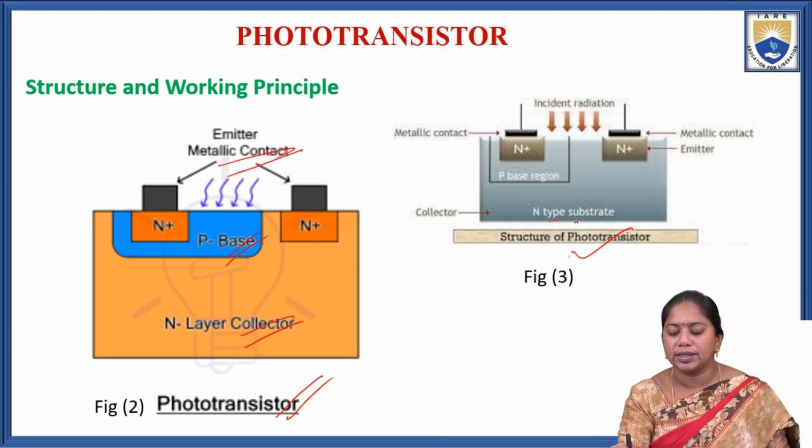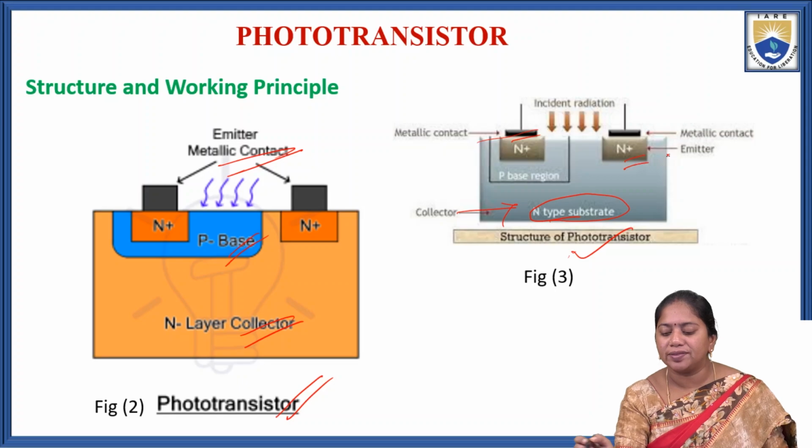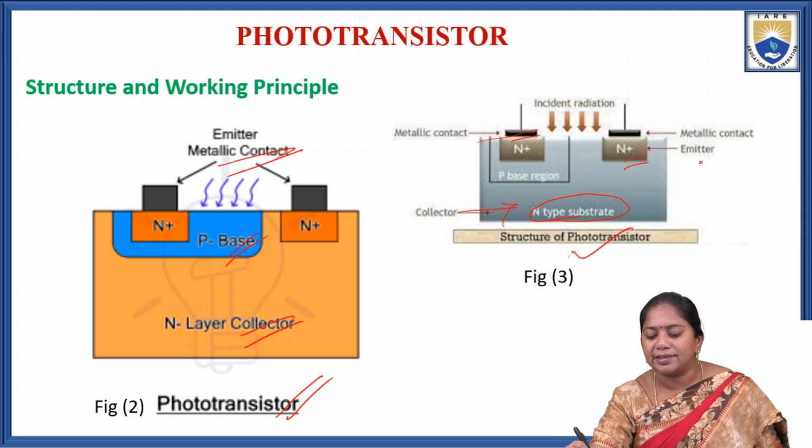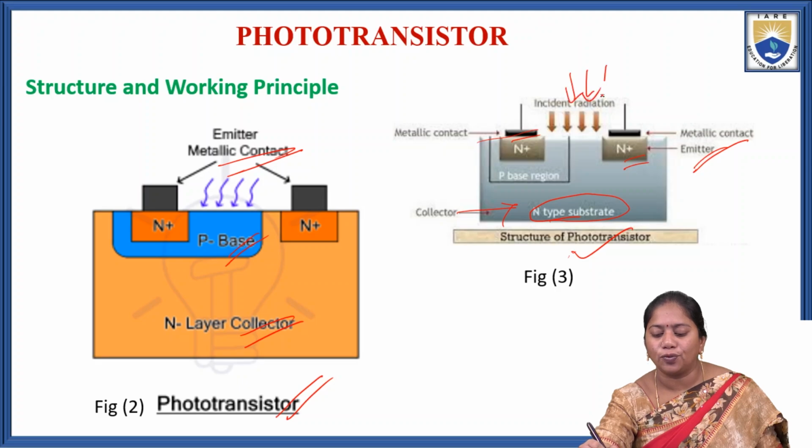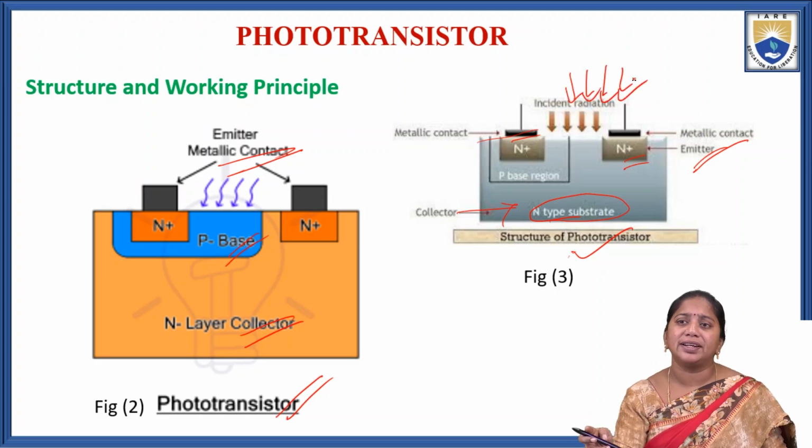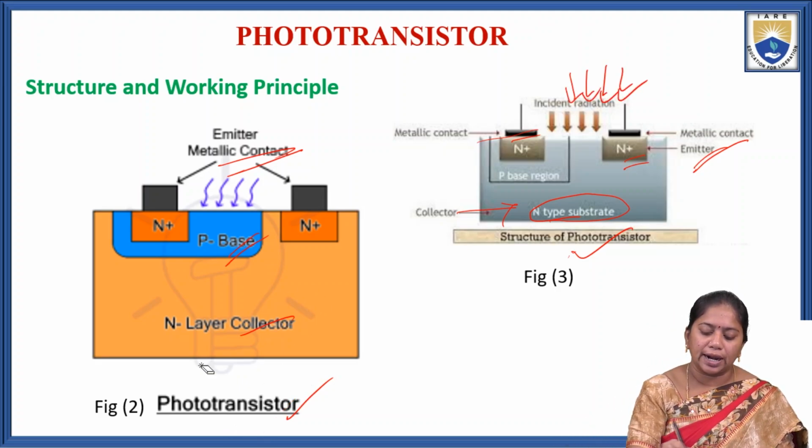Here we are using the N-type material as the substrate. Here it is the collector. This is the metallic contact. This is the N plus region, and the N plus region is acting as the emitter. Here the light is incident on the phototransistor. This is the schematic diagram of the phototransistor.